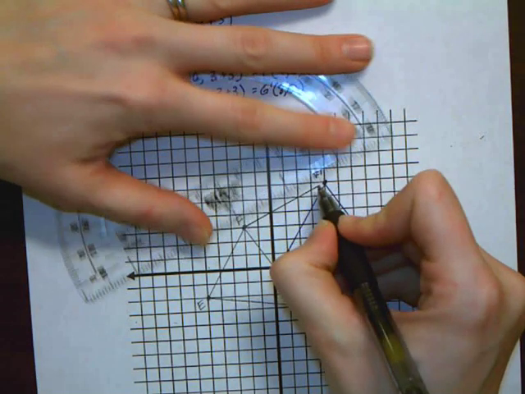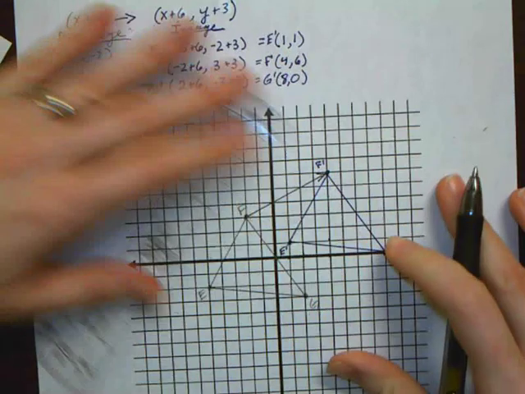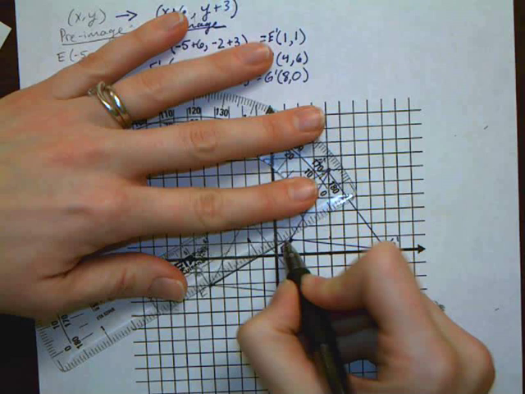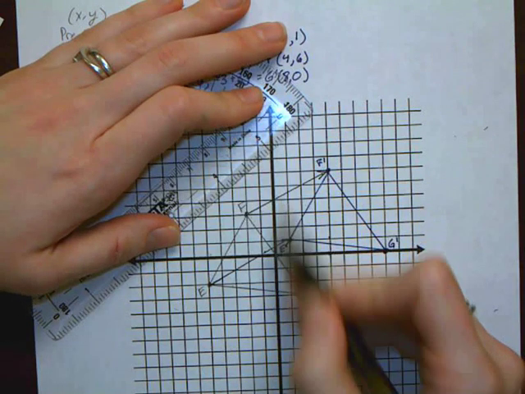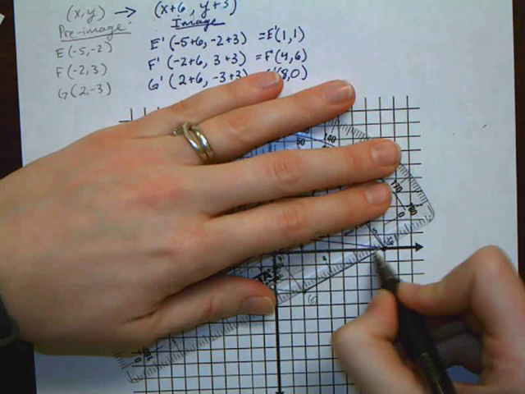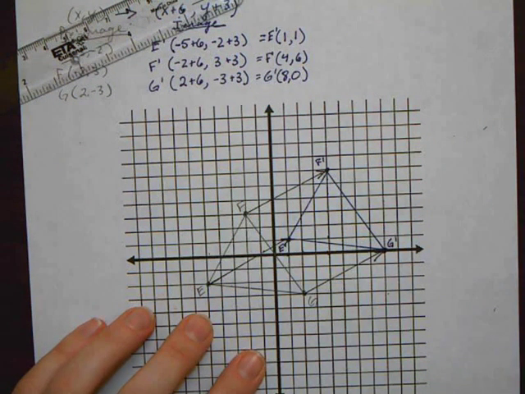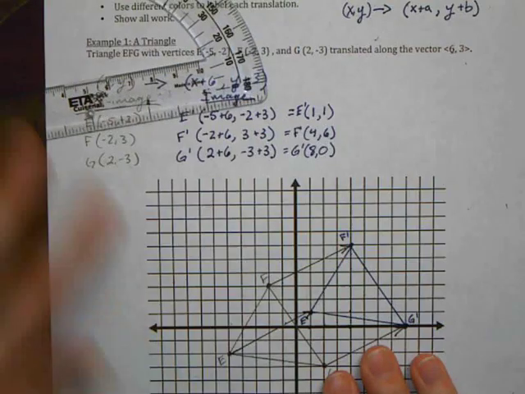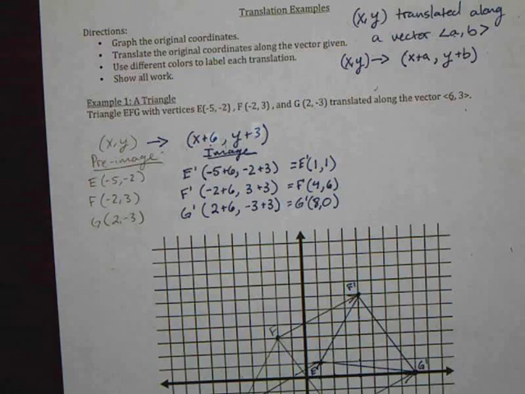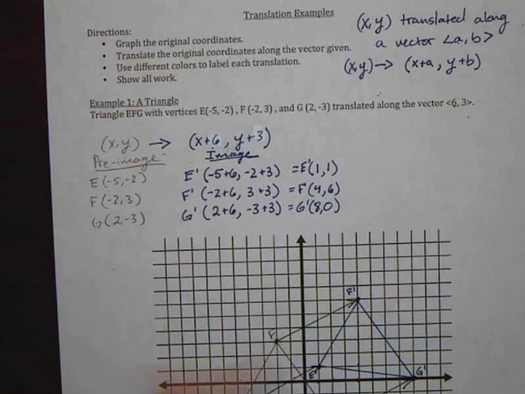Also, if you've done it right, you should be able to draw those vectors and see that the lines connecting your pre-image to your image for each vertex are parallel. These lines have the exact same slope and they're the same length. So you can see that each vector is a parallel line to the other vectors. And that is translating a figure on the coordinate plane.